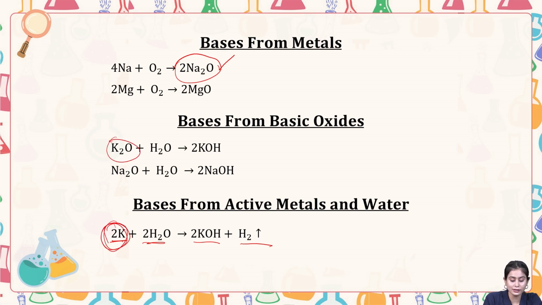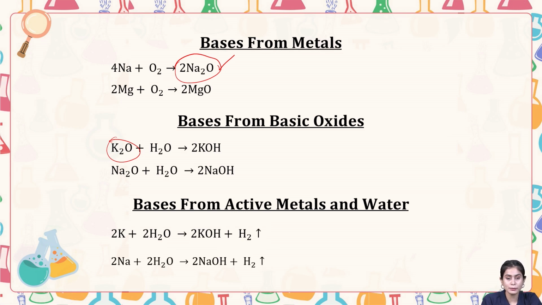Can you see? And in this reaction, when you take a direct active metal, there will be evolution of hydrogen gas. Okay, let's move on to the next one. 2Na plus 2H2O will give me 2NaOH plus H2. Same thing. Reacting active metal with water, and you are getting a base, sodium hydroxide, with evolution of hydrogen gas.